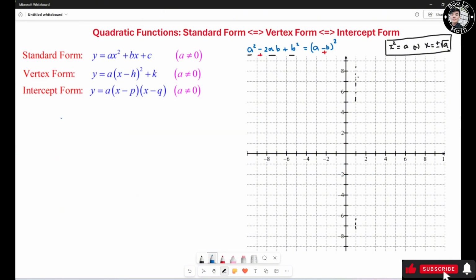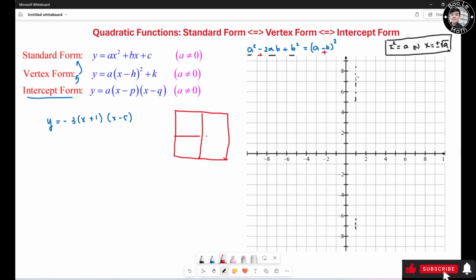Now let's move on to the last one. Given the intercept form, we need to convert back to vertex form and standard form. So for example, if we have y equals negative 3 times s plus 1 times s minus 5. In order to convert it to standard form, it's very simple. You just use the box method. You expand this guy. So I have s plus 1, I put s right here, 1 right here. S minus 5, I have s right here, negative 5 right here. Now I just multiply this guy out.